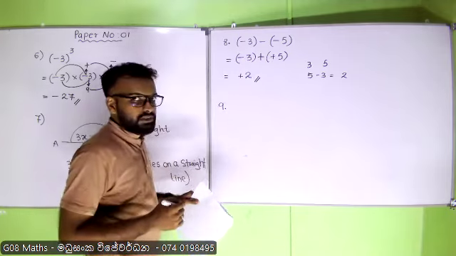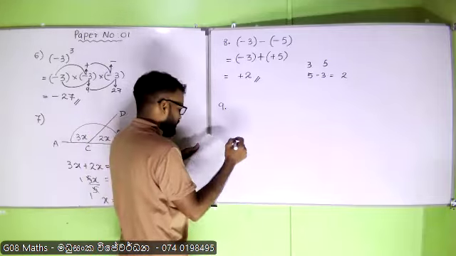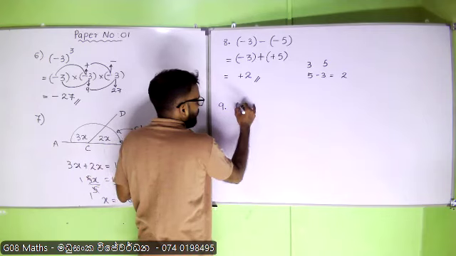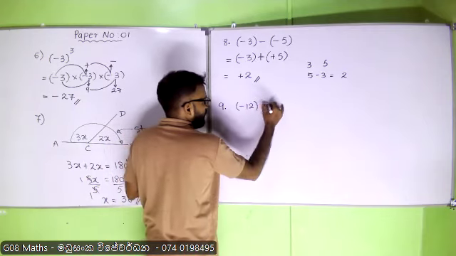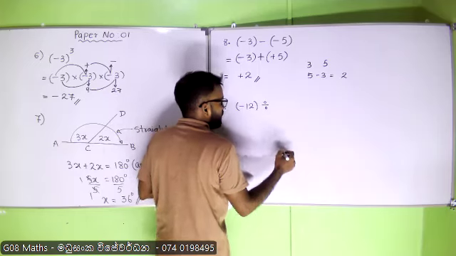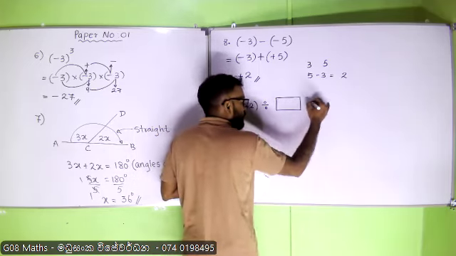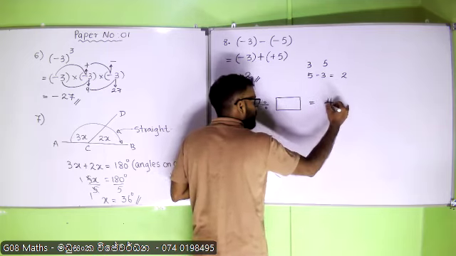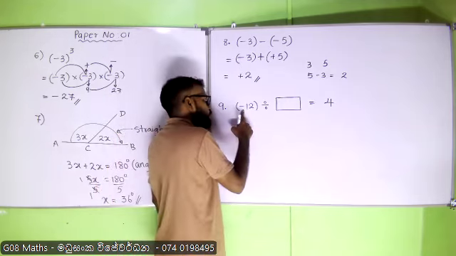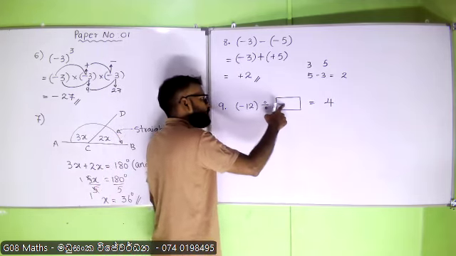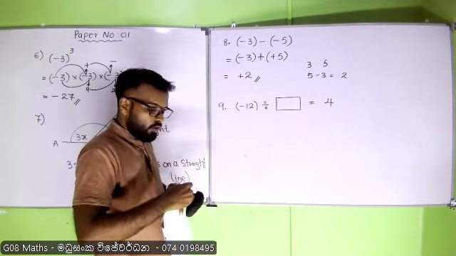Again, directed numbers. Divide two directed numbers. So here you have negative 12 divided by, here you have a blank, equals, the answer has been given as 4. Negative 12 divided by something, you will get 4. How to do that?